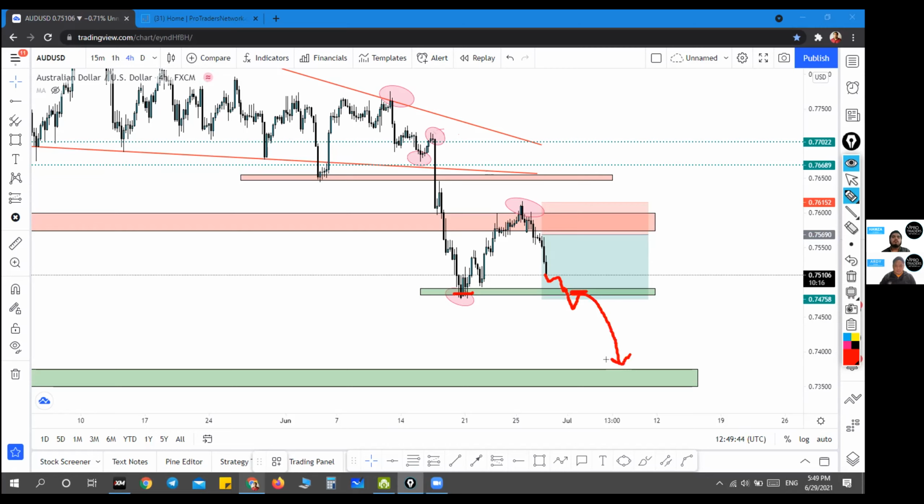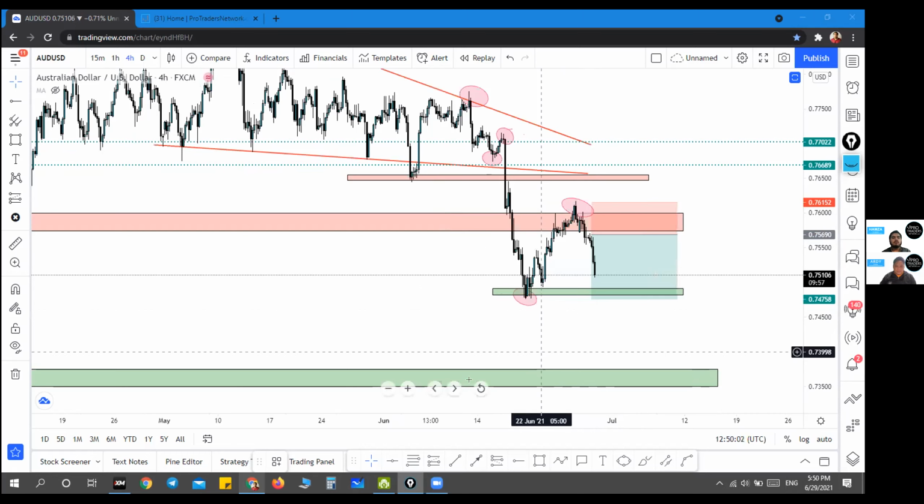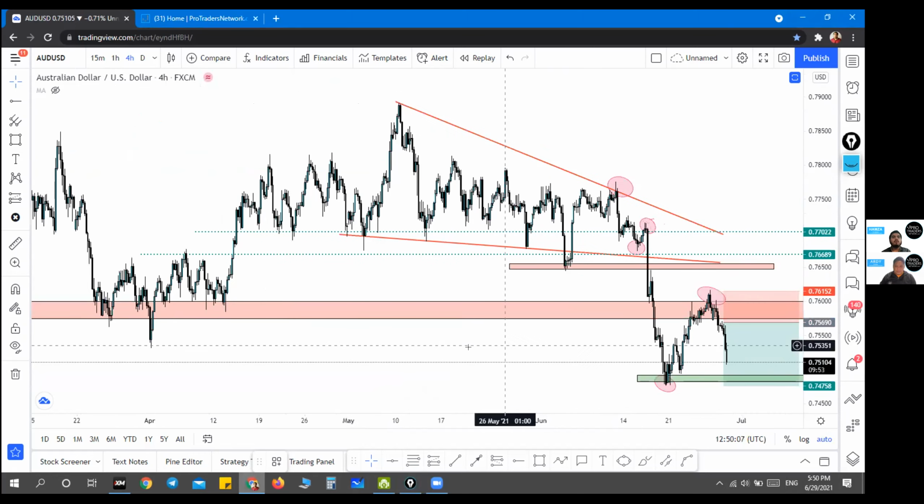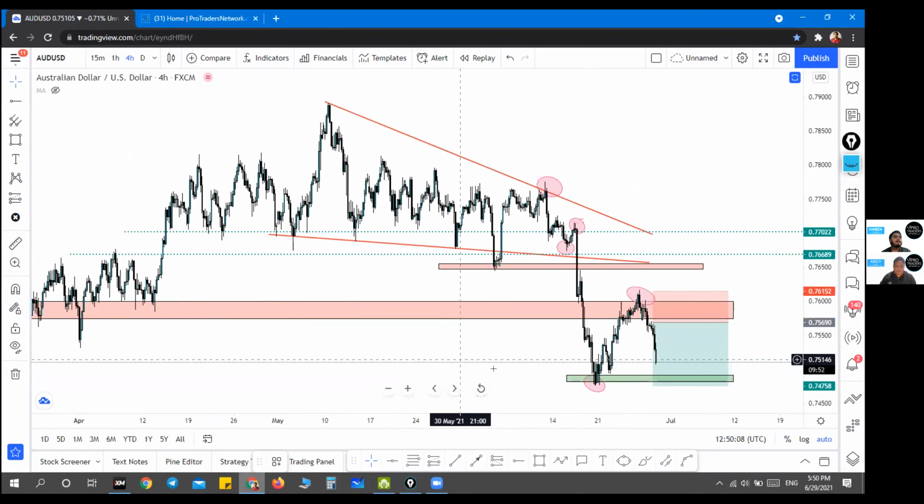It's about the 0.7380 zone. So if we get a break below this support zone followed by a retest, then we're going to see the Aussie back down to the 0.7380 level incoming there. So this was my Australian USD analysis.